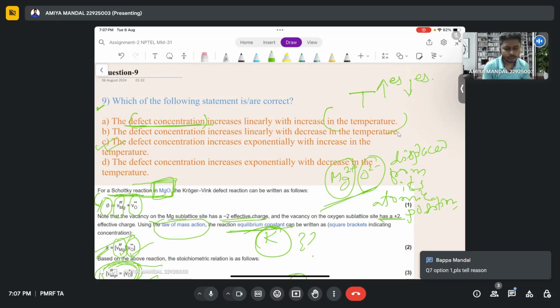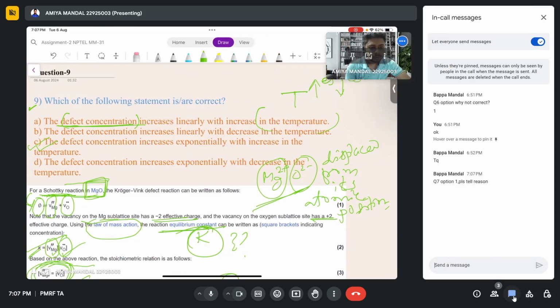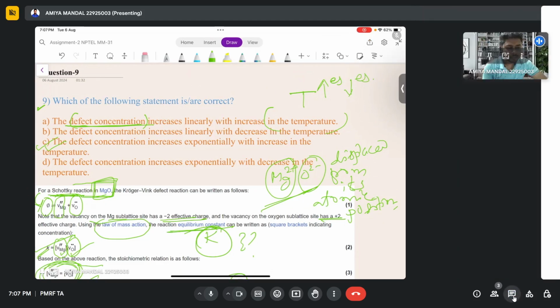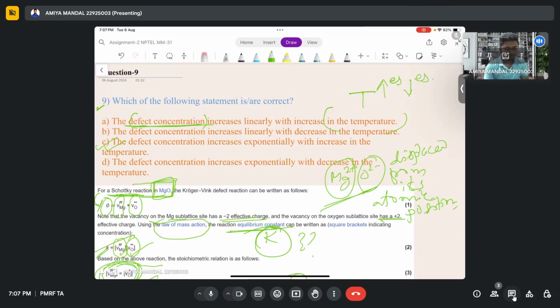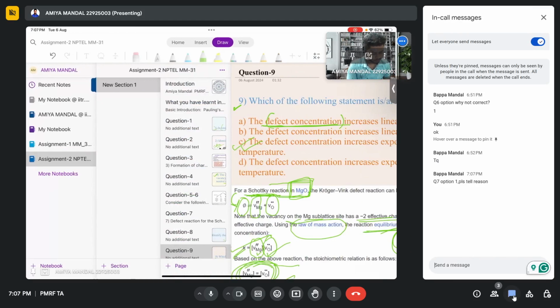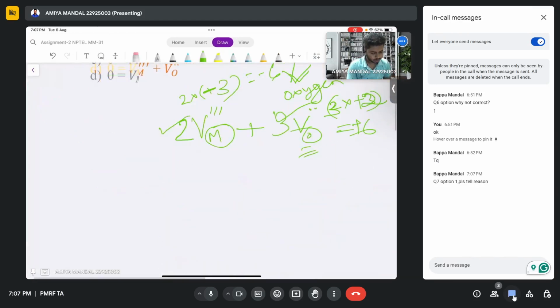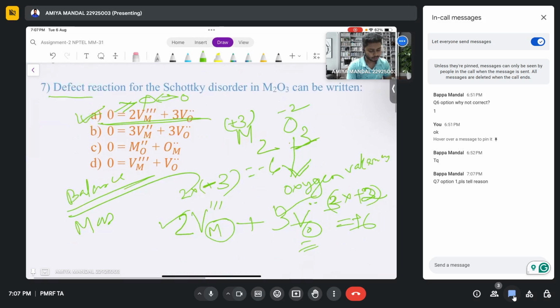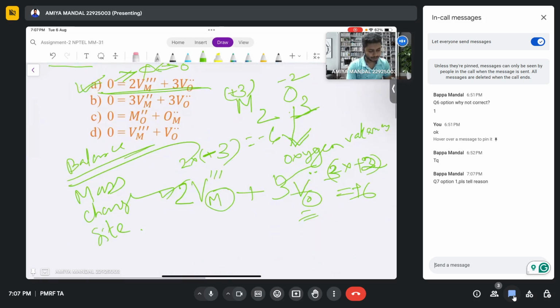Okay, there is a question for question number 7, option 1. Please tell the reason. Just wait. For question number 7, here only the charged vacancies are created, and the balance has been maintained. What type of balance? Mass balance, charge balance, and site balance are maintained here.